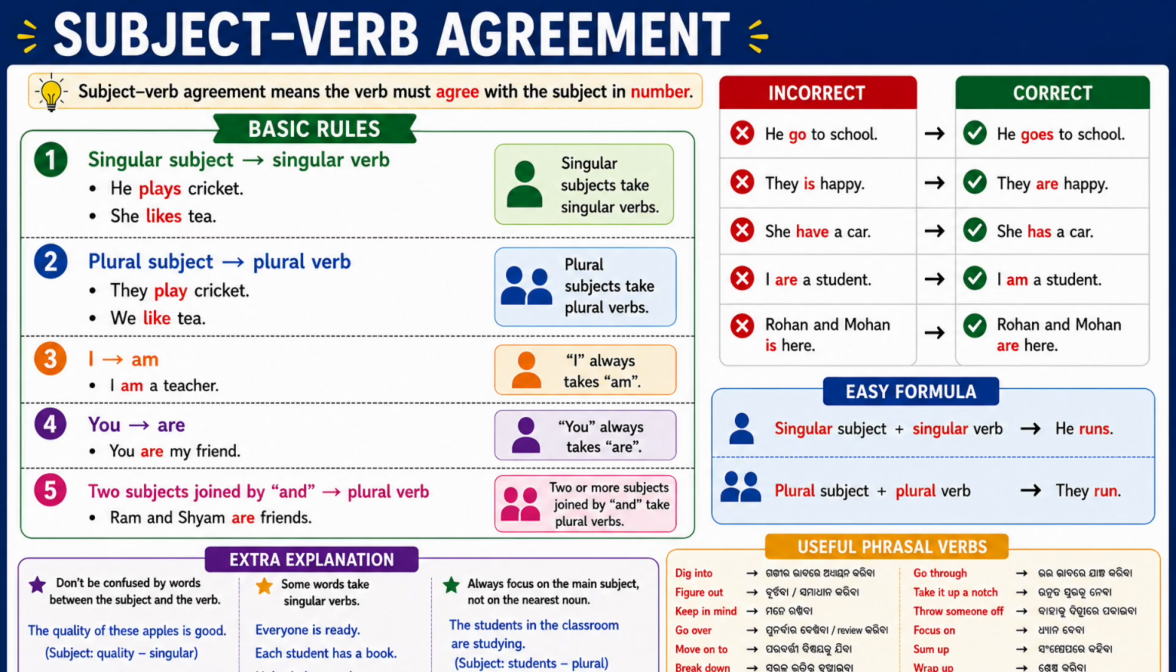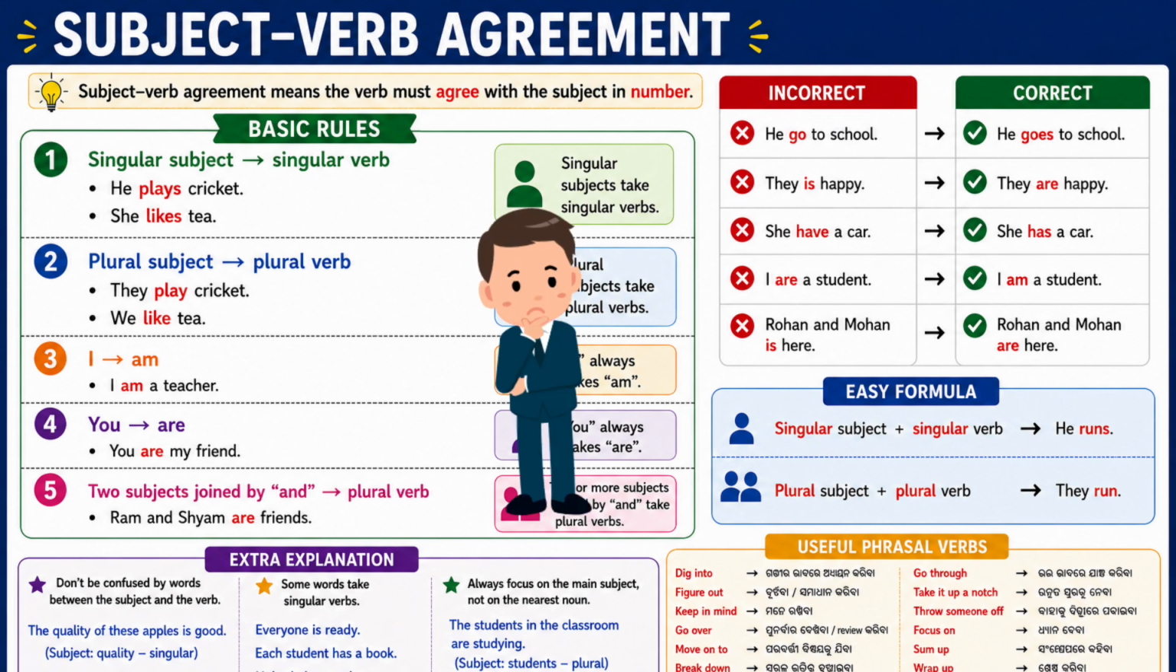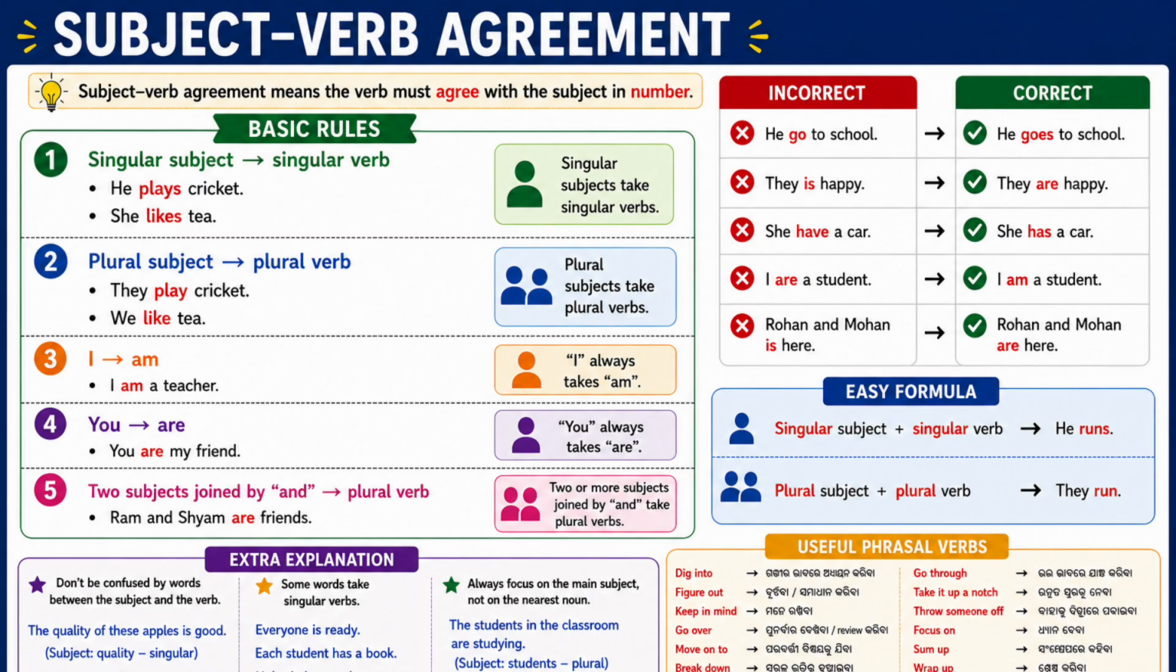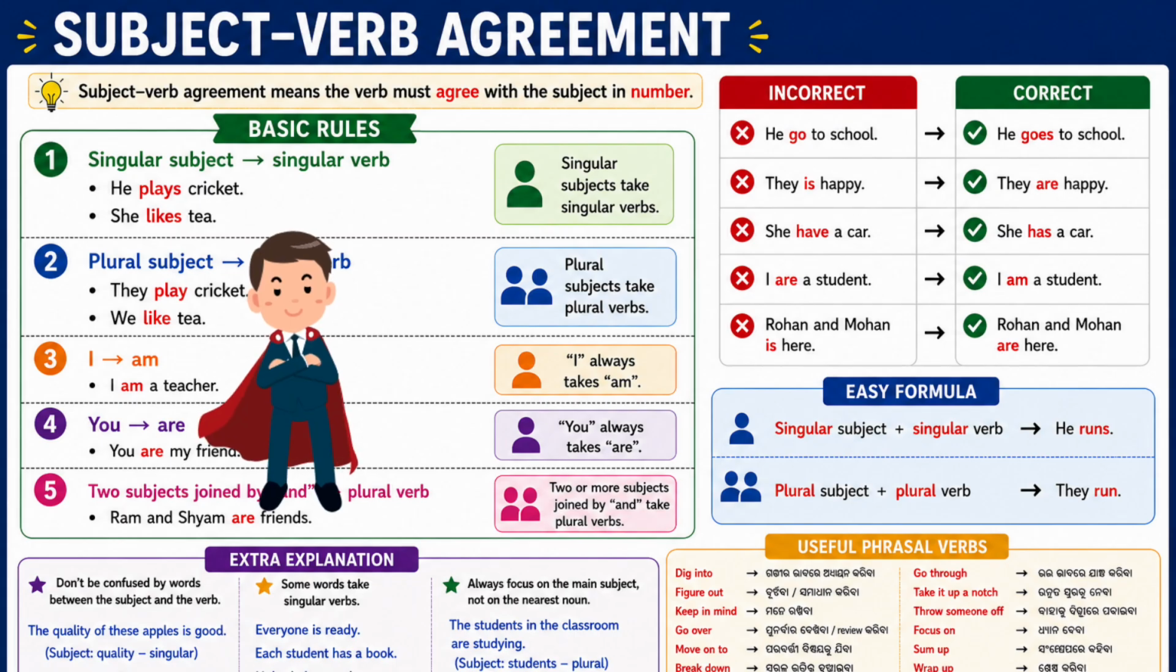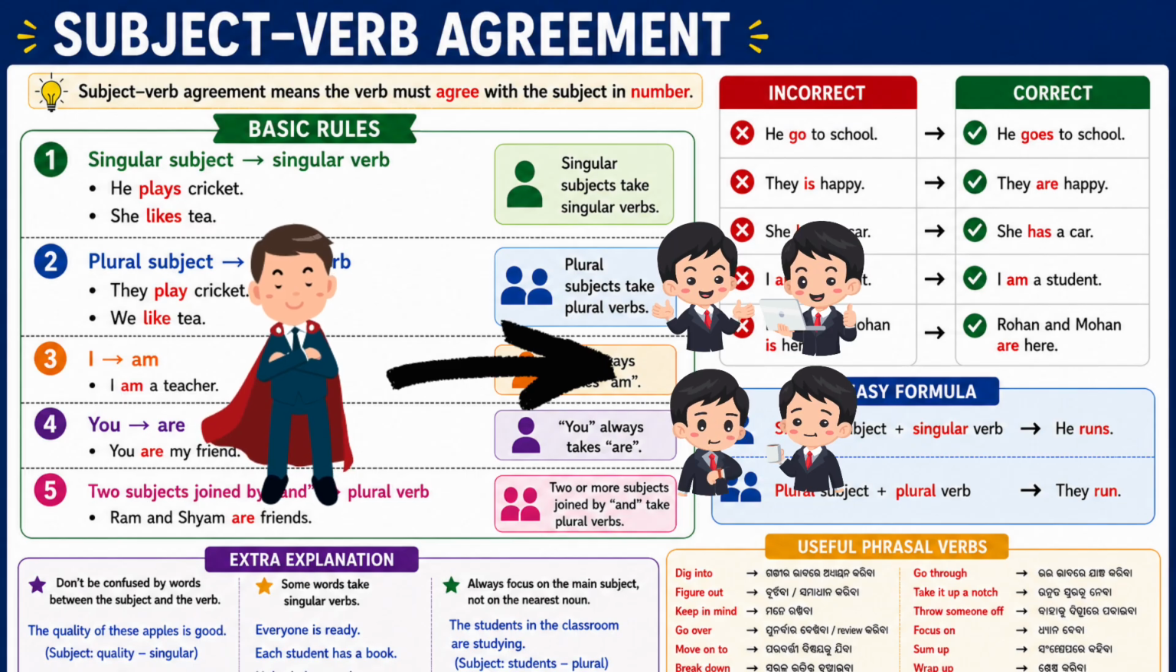Special rule: I and you. Now let's break down a special case. We say I am a teacher, we do not say I are a teacher. The pronoun I always takes am in the present tense. And with you, we use are. You are my friend. Remember that I always takes am and you always takes are. This is true whether you refers to one person or several people.